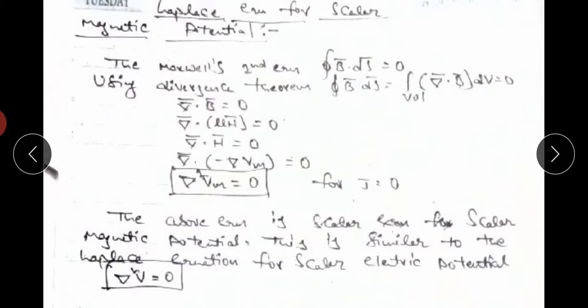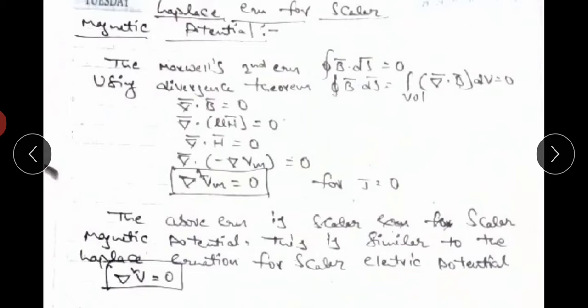H bar equals minus del Vm. So del bar dot minus del Vm equals 0. Del square Vm equals 0 for J equals 0. So this is the Laplace equation. The above equation is called the scalar magnetic potential Laplace equation.